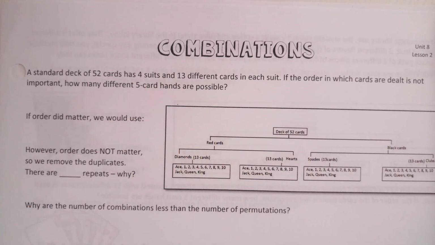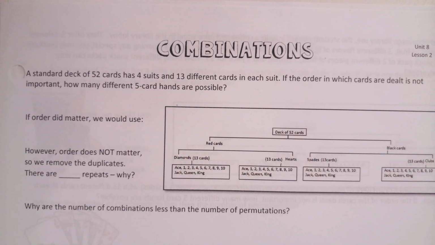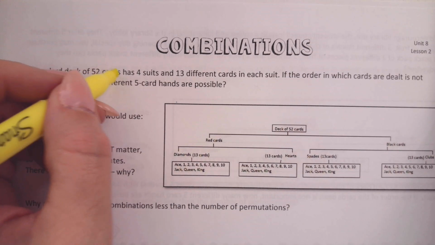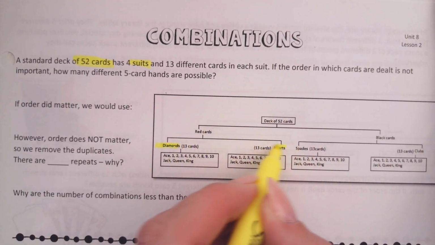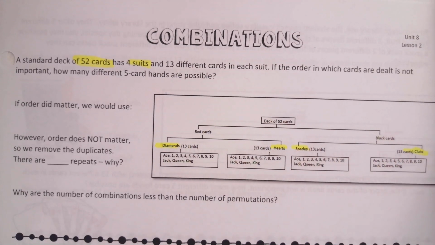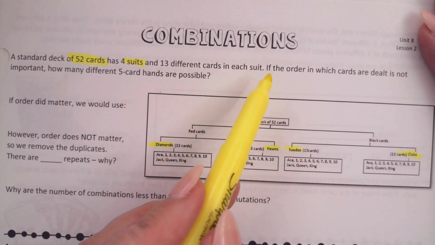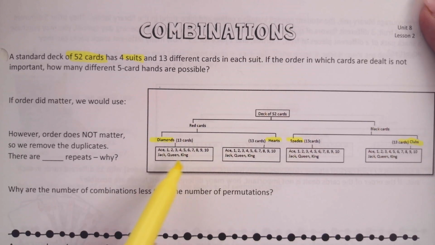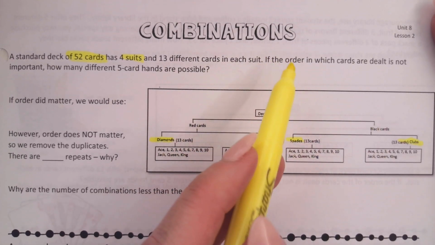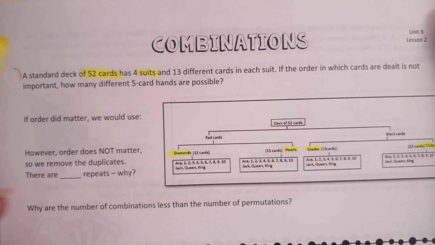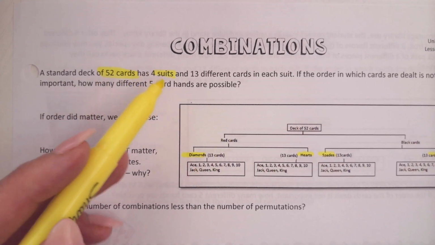Looking at a card question first, it says a standard deck of 52 cards has 4, do y'all say suites or suits? Suits. Oh, some argument. Okay. 52 cards has 4 suits. Remember, those suits are diamonds, hearts, spades, clubs. There's 13 different cards in each suit. You can see all 13 of them listed. If the order in which the cards are dealt is not important, how many different 5-card hands are possible?